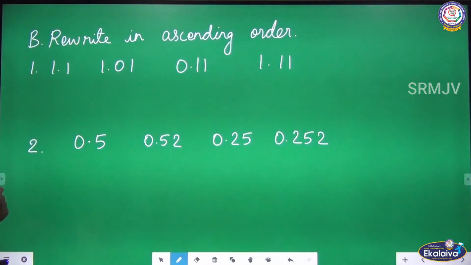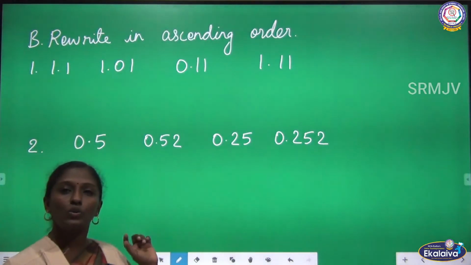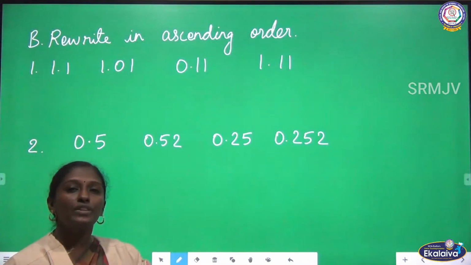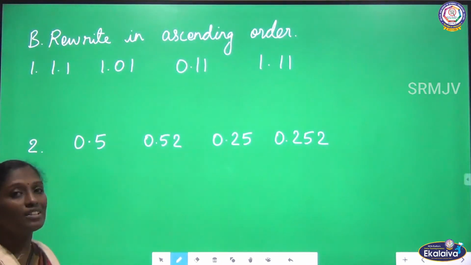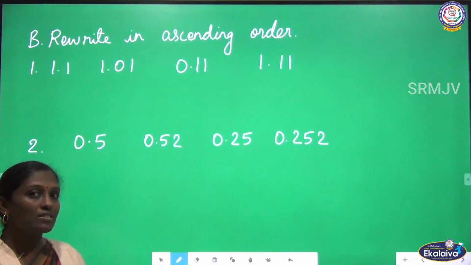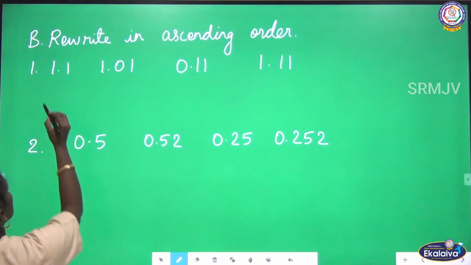The next question: rewrite in ascending order. Ascending order means we have to arrange the given decimals from smaller to greater. So we have to identify the smaller first. What is the first step to compare? We have to check the whole number part, isn't it? Check the whole number part.